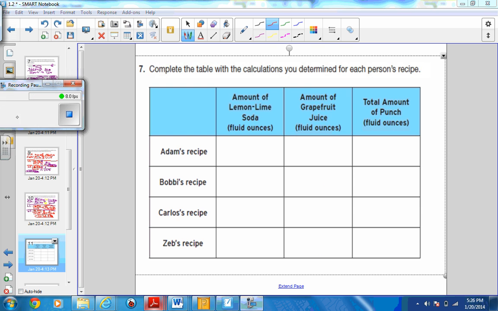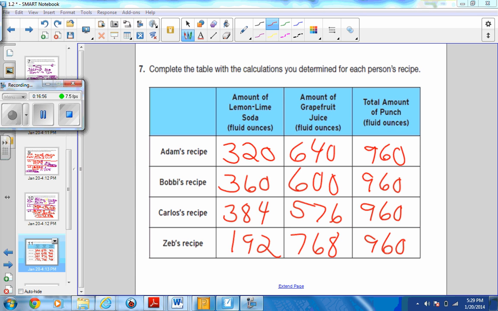Okay, in problem 7, all you have to do is go back to those 4 questions you just did and fill in the table. That's all you're doing for this part, for question 7. Now once you look at your table, the next questions ask, we figured out before which one had the most lemon lime and which one had the most grapefruit. So how can we clarify that? Which one has the most grapefruit and which one has the most lemon lime?